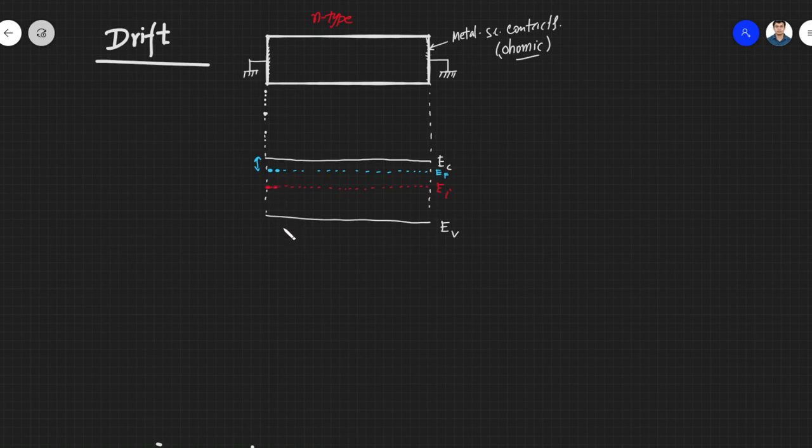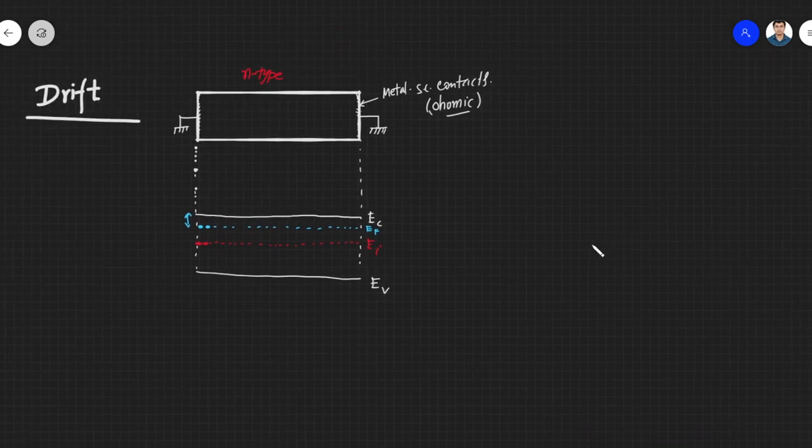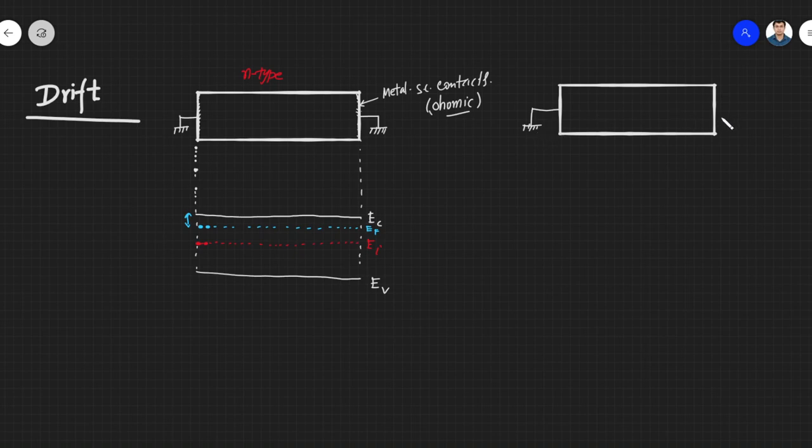So we learned this. Now when you bias this semiconductor, what happens to the band diagram? Let's do it on the side only. The same semiconductor, now we are biasing it, right? This side is, let's say, grounded, and on the other side we are applying a positive potential of V, and this is an N-type semiconductor.